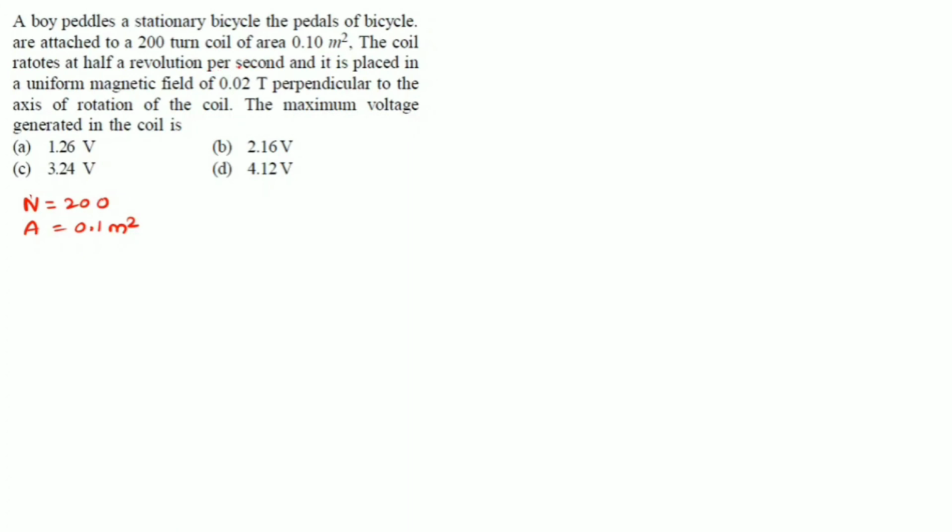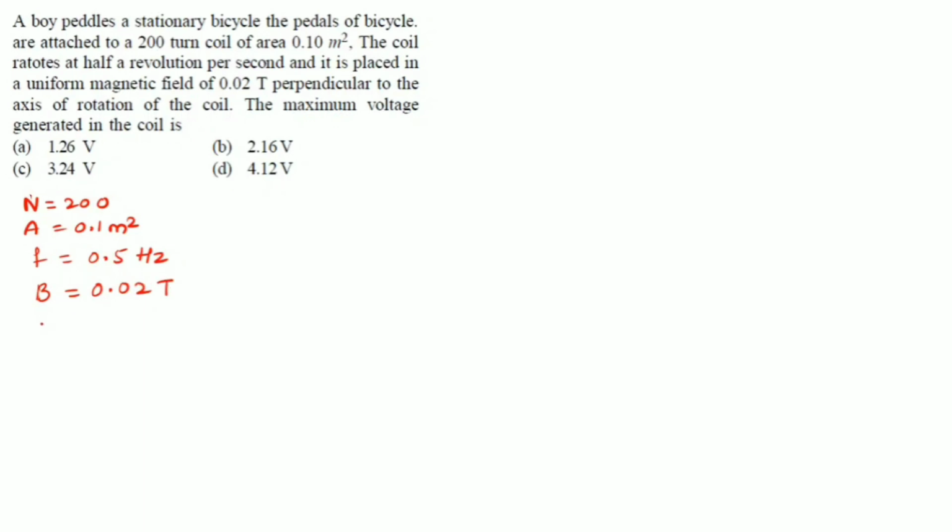Remember, hertz or per second is the SI unit of frequency. That means frequency is given: F equal to half revolution means 0.5 per second, or we can write hertz. And it is placed in a uniform magnetic field B equal to 0.02 Tesla.